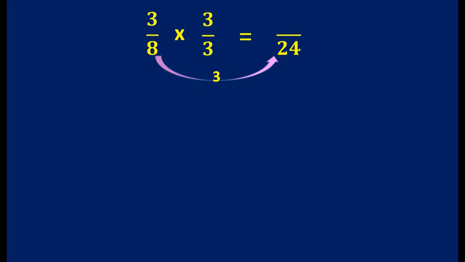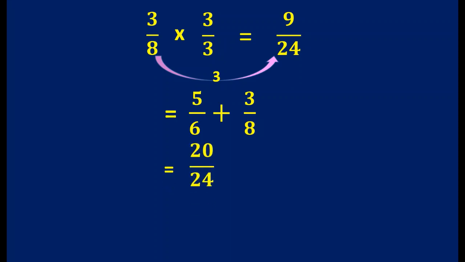Similarly, let's find the equivalent fraction of 3 by 8 where the denominator must be equal to 24. 8 multiplied by 3 gives us 24. So we multiply both numerator and denominator by 3, where we get 3 into 3 by 8 into 3, which is equal to 9 by 24. Now 5 by 6 plus 3 by 8 can be written as 20 by 24 plus 9 by 24. Since these two are like fractions, we just add the numerators to get 29 by 24.